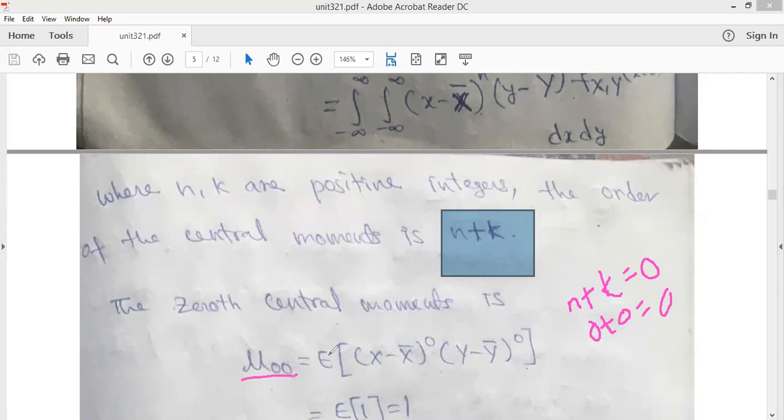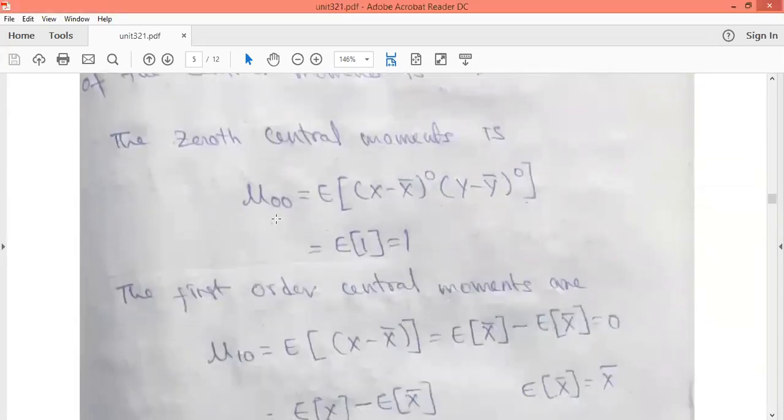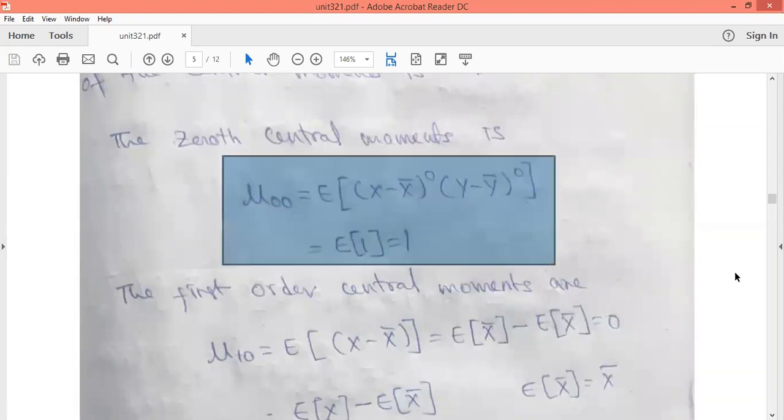Mu 0 0 is nothing but the expected value of (x minus x bar) power 0, (y minus y bar) power 0. We know that (x minus x bar) power 0 is 1, and (y minus y bar) power 0 is also 1. So we get the expected value of 1. From the properties of expectation, the expected value of a constant is equal to the same constant. So the expected value of 1 will be equal to 1 only. So the zeroth central moment will be equal to 1.